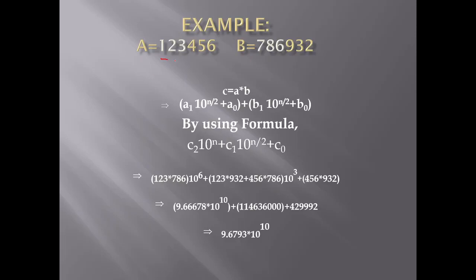Let us assume 1, 2, 3 as A1, 4, 5, 6 as A0, 7, 8, 6 as B1, 9, 3, 2 as B0. By using this formula, we are going to find out the answer for these two numbers by multiplication.